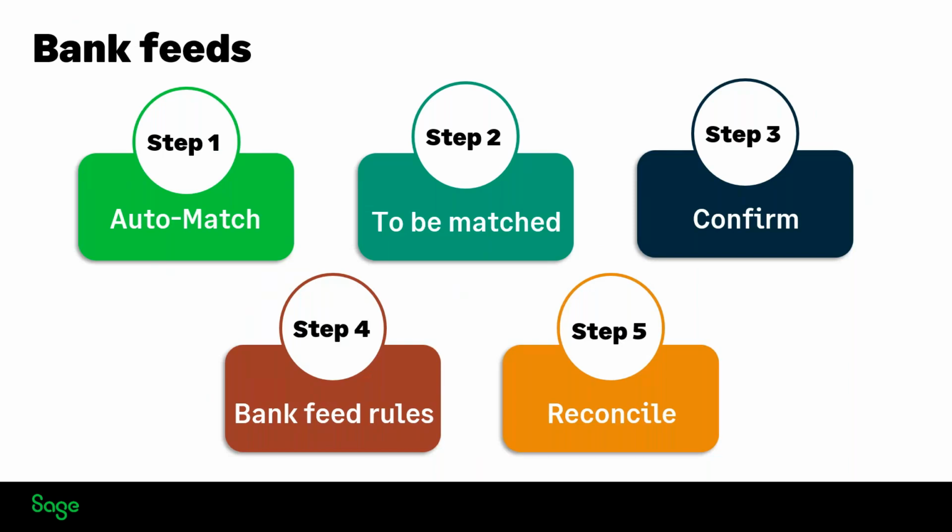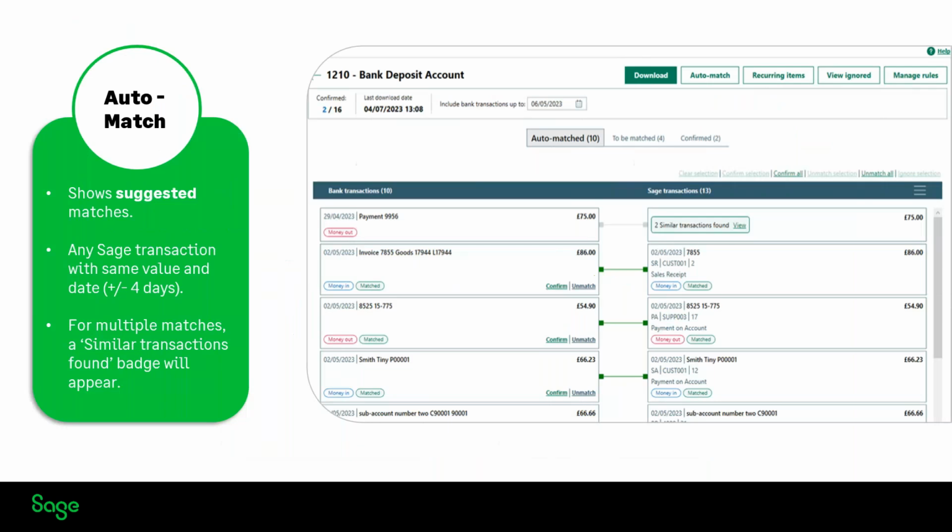Okay, so let's get stuck in with step 1, auto match. This is the step you might want to be doing first. Auto match is going to show you suggested matches, and those suggested matches are based off any transaction that exists. So you've already manually processed into Sage, and that has the same value and date, give or take 4 days.